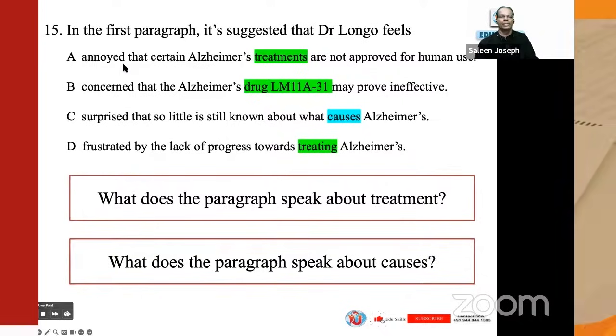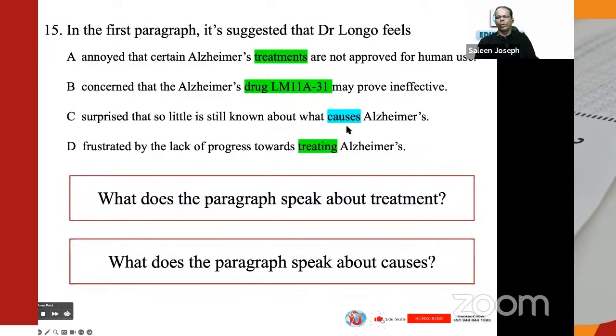The concept is annoyed that certain Alzheimer's treatments are not approved for human use. So the concept is treatment, right? Main concept of the first option. Second option: concerned that the Alzheimer's drug LM11A-31 may prove ineffective. So drug is the concept. So treatments and drug are the same. Both refer to treatments.